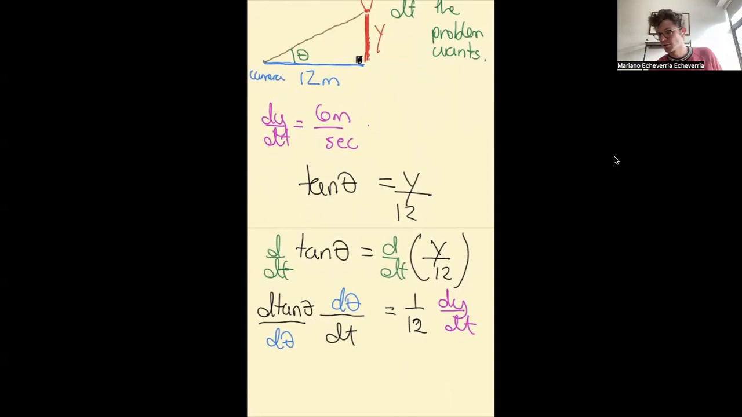You see? We don't know the value of the derivative of tangent with respect to t, but we do know the derivative of tangent with respect to theta, because that's just secant squared. But there's no theta in the derivative, so you multiply and divide by d theta, okay? And so that gives you secant squared of theta times d theta dt.